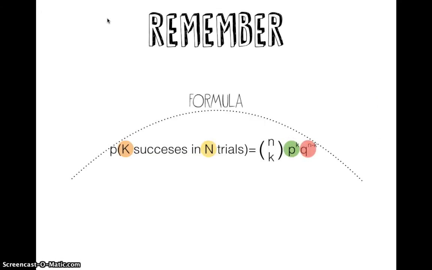Don't forget the formula. P(K successes in n trials) equals n choose K times p to the power of K times q to the power of n minus K.